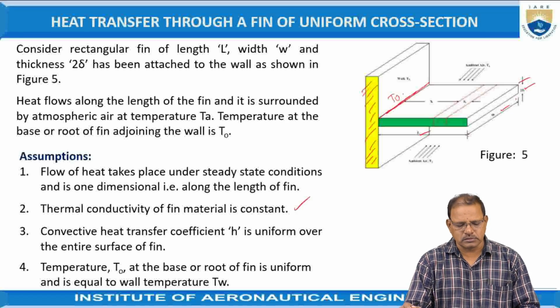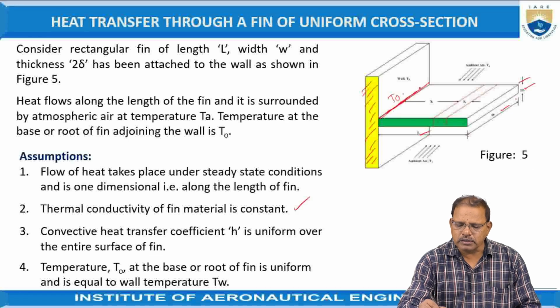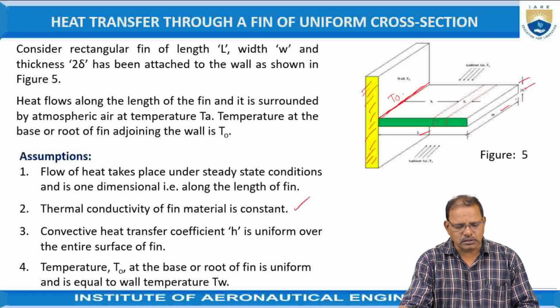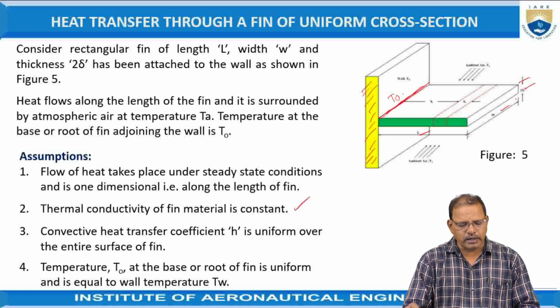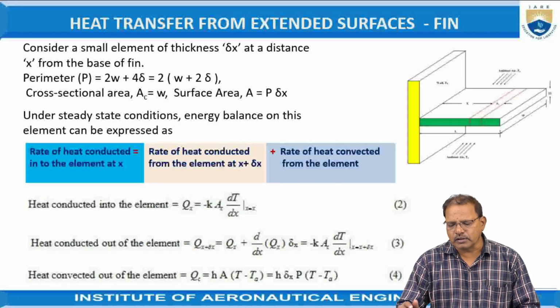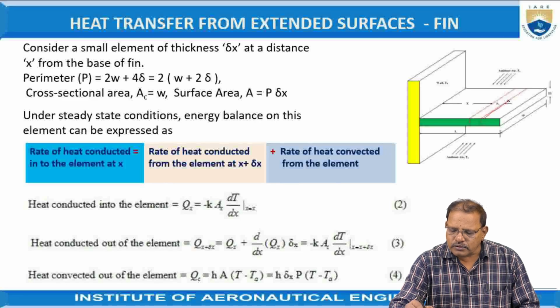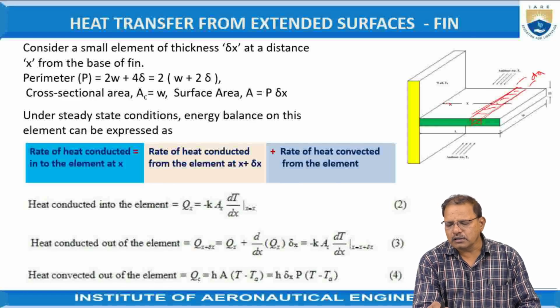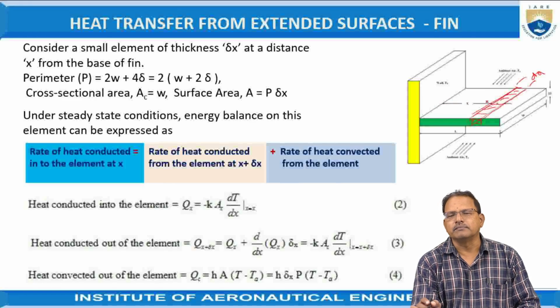The temperature T naught, at the junction of the fin and the surface to which it is attached, at the base or root of the fin, is uniform and equal to the wall temperature. Here consider a small element of thickness delta x, that is dx, at a distance x from the base.